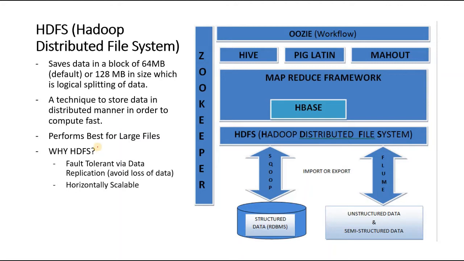So we know that HDFS will perform best for large files. So why do we use HDFS? Because HDFS is a fault-tolerant file system, because it does data replication, where it will avoid the loss of data. It will replicate the data, and it is also stored in a distributed manner, so it is horizontally scalable.